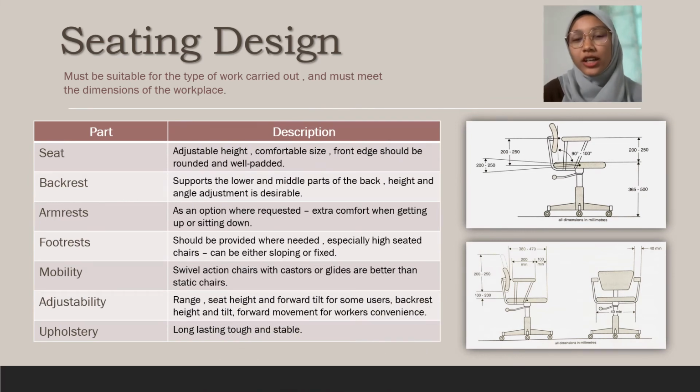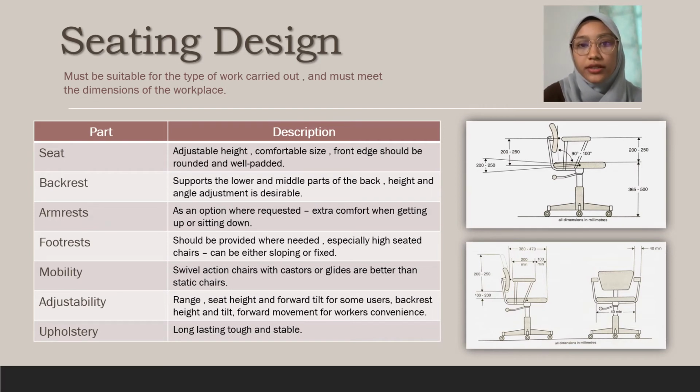Then, we will talk about seating design. The seating design for the workplace must relate to individual needs, must be suitable for the type of work carried out, and must meet the dimensions of the workplace. Accommodating special needs may include providing special seating and special backrests for disabled workers and access for wheelchair users. Generally, the weight limit for users of gas-lift chairs is 100 kg. Risk assessment must take seating into account.